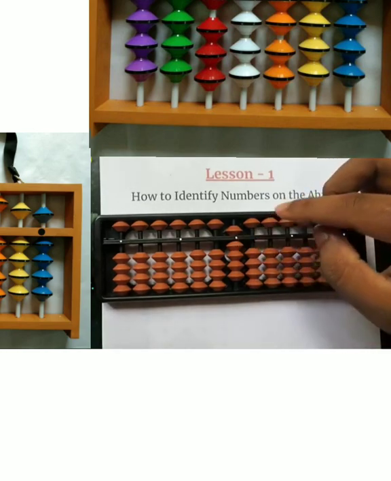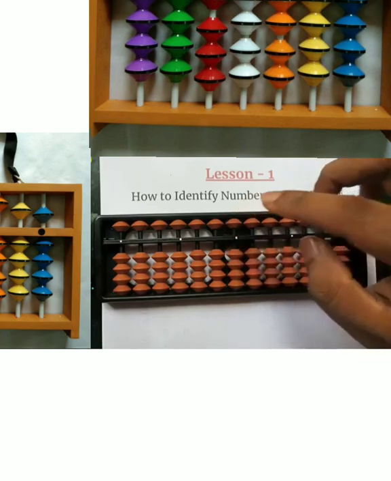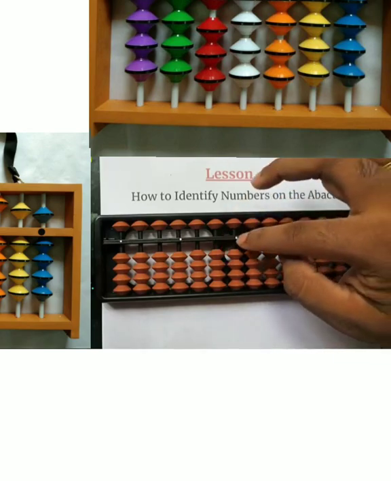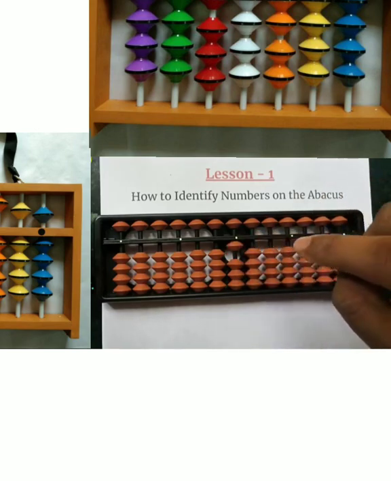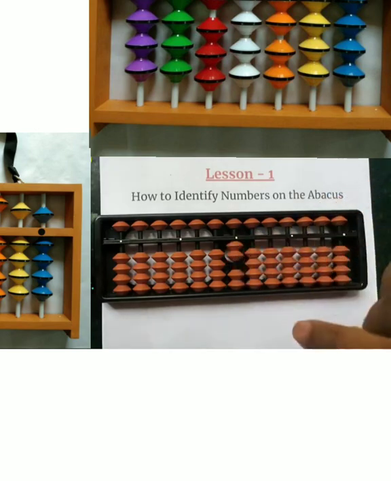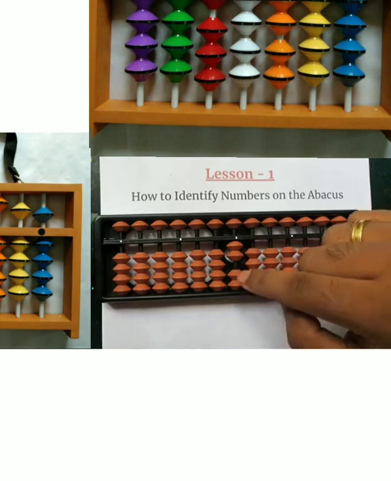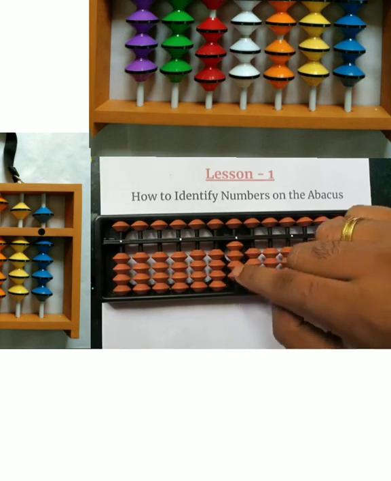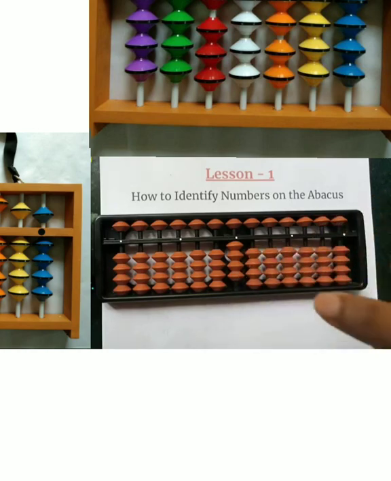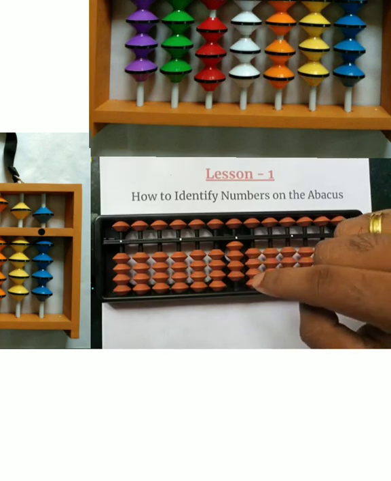Let's quickly have a look at it again. Starting with 0, nothing touching the bar, it's 0. If I take one bead from the lower side only, it is 1. Now we have 2 beads in use, so the number is 2. We have 3 beads in use on the lower side, the number is 3. Now we have 4 beads in use on the lower side, so the number is 4.